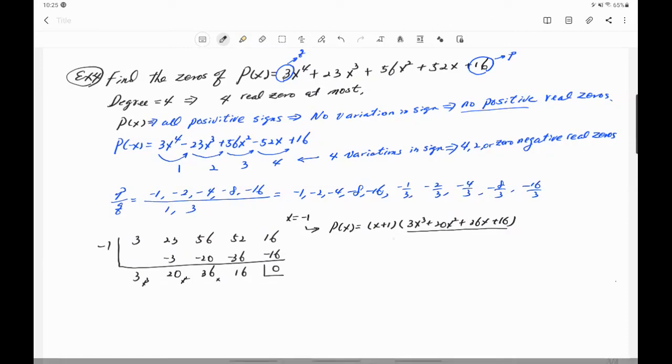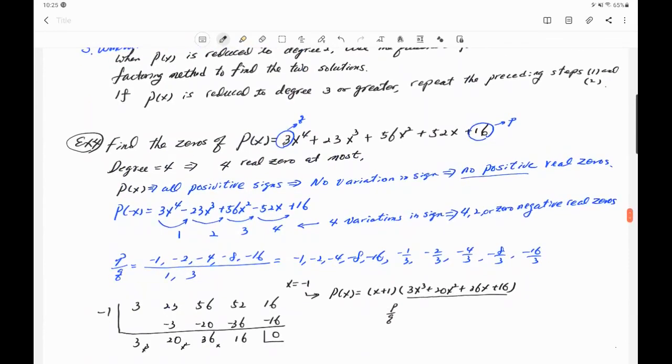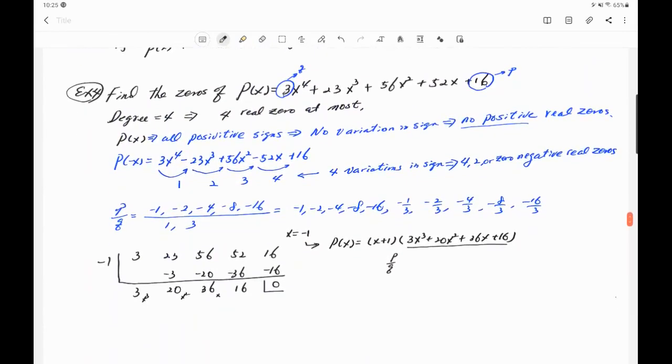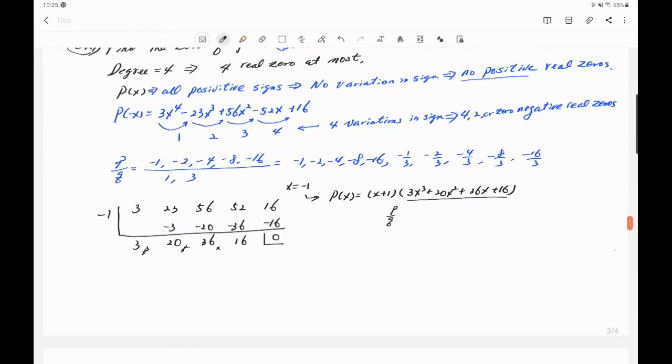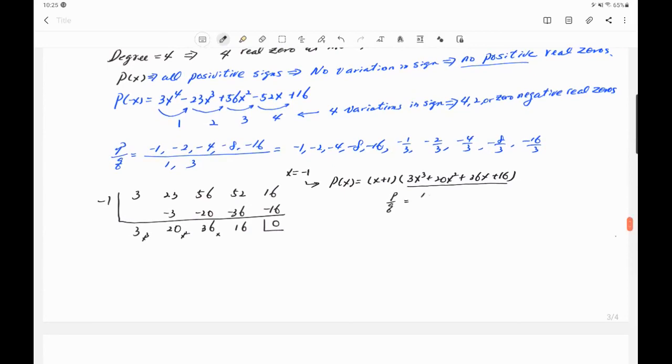All right, then how about the P over Q? P over Q is similar to the previous one, but we can reduce it down because we already found negative 1, right? So let's try what P over Q is. They are all negative numbers: negative 1, negative 2, negative 4, negative 8, negative 16, over the denominator. The denominator is the factors of the leading coefficient 3, so 1 and 3. The possibilities are the integers.